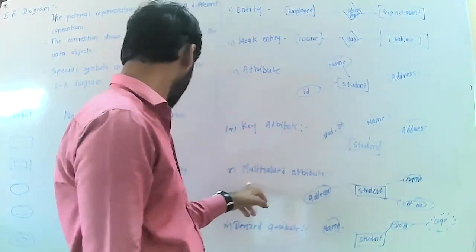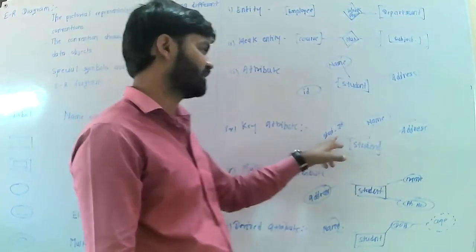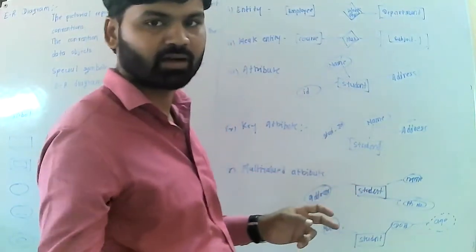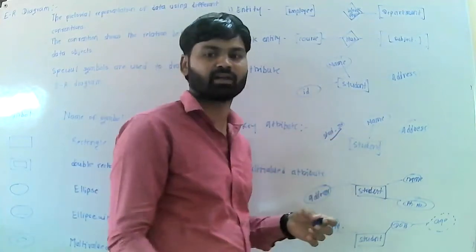Then the key attribute is shown with an underline. You have to show the underline here. Key attribute with underline.